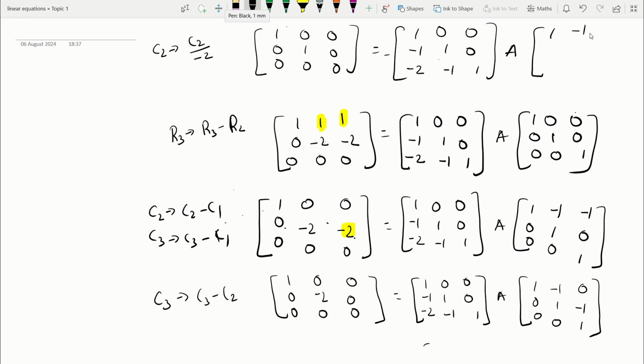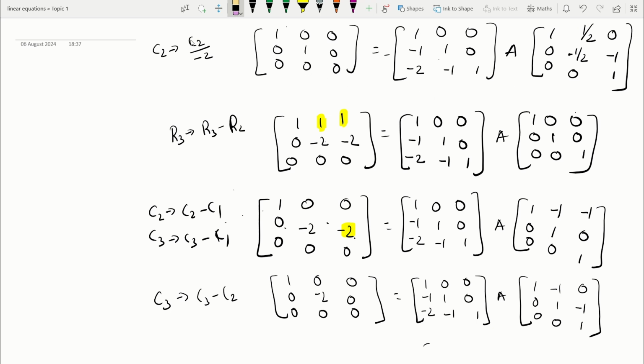C3 minus C2 here I did. So first column let me write 1 0 0, minus 1 1 0. Then C3 minus C2. Minus 1 of minus 1 is 0. 0 minus 1 is minus 1. 1 minus 0 is 1. See, almost it is an identity matrix only, na.